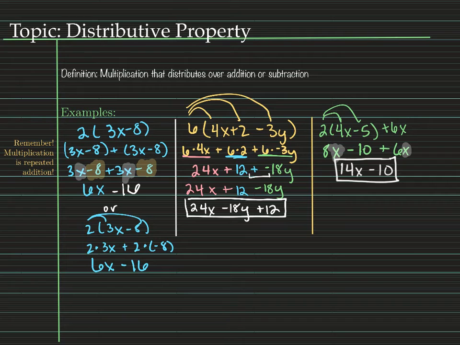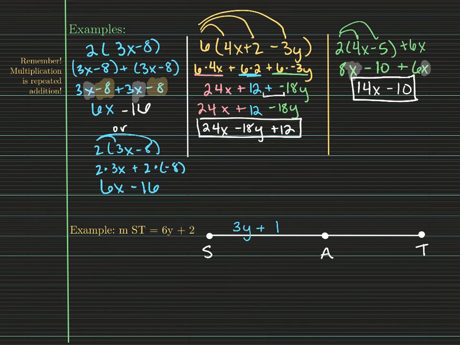Let's go ahead and apply this to a geometric concept. So in this example, we have the measure of ST. The total measure is 6y plus 2. Then we have SA, which is equal to 3y plus 1, and we want to solve for this missing AT. So to do that, we're going to set up our equation using segment addition. I know that I can take the big part, ST, and subtract the small part, SA, that I know, and whatever's left over is going to give me my second small part, AT.